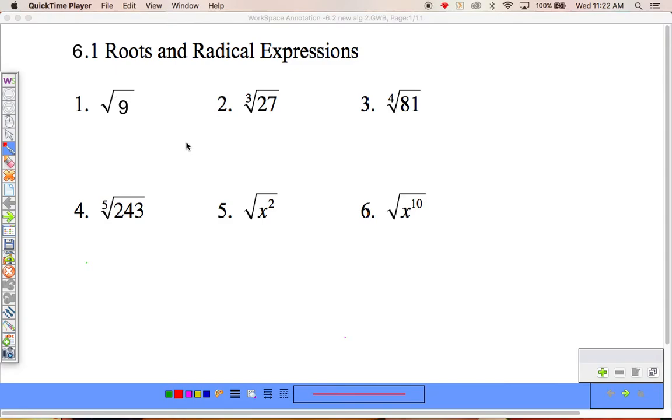The first section of 6.1 is going to set us up for the rest of the chapter. All right, so we're going to do some square roots and some different radical expressions.